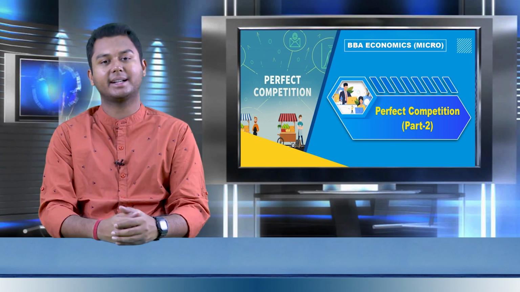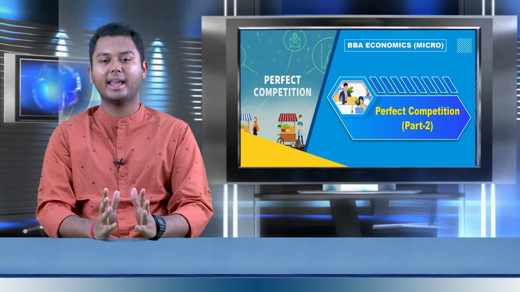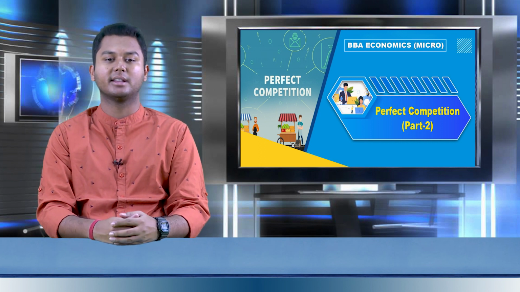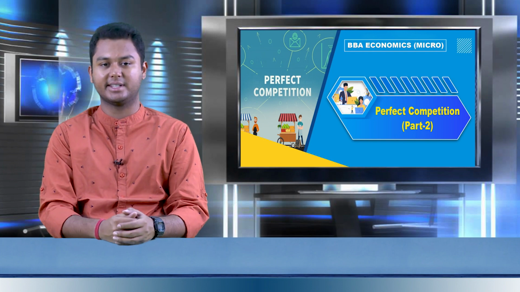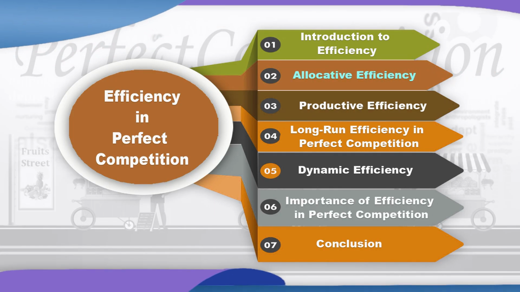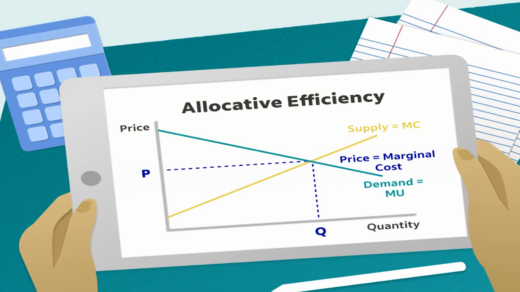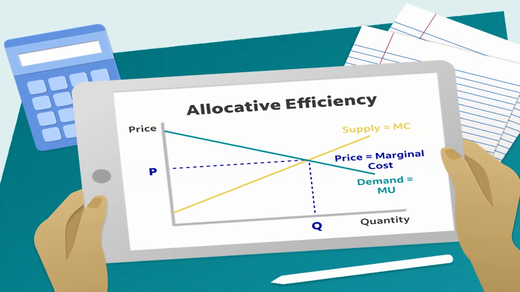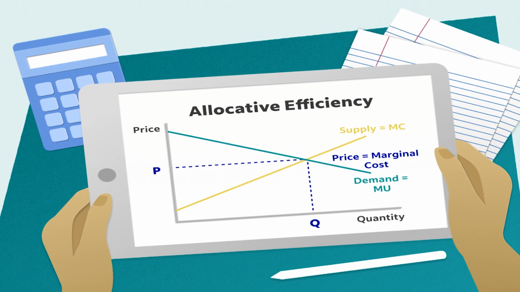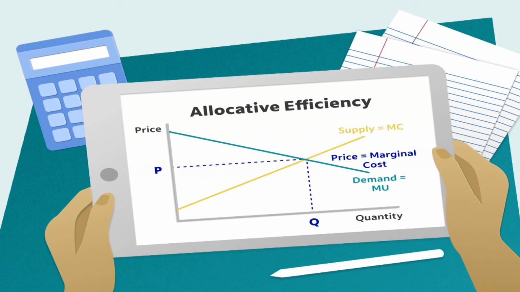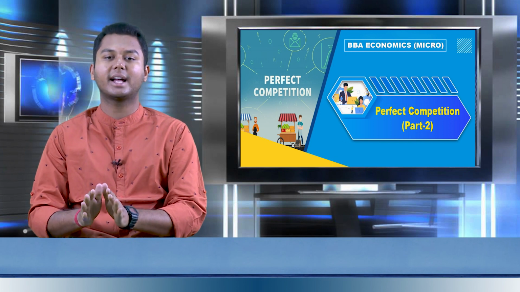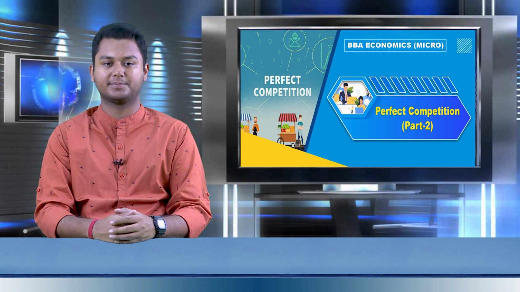There are two primary types of efficiency in perfect competition. First is allocative efficiency and second is productive efficiency. Let us look at allocative efficiency first. Allocative efficiency occurs when resources are distributed in a manner that reflects consumer preferences. In other words, the goods and services produced are those that consumers value the most.